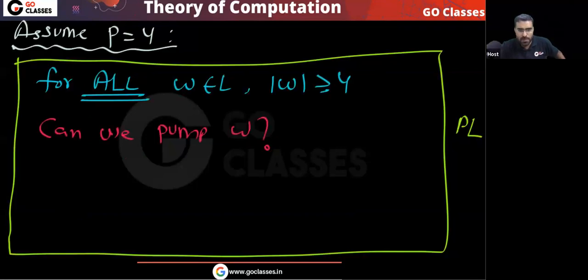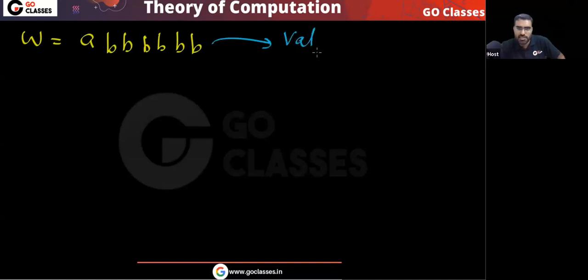So tell me one thing. Can we pump? Like, let me take this string A, B, B, B, B, B, B. Is this a candidate string? First of all, you tell me, is this a candidate string? Yes, this is a valid candidate string. Yes. So we need to check this.